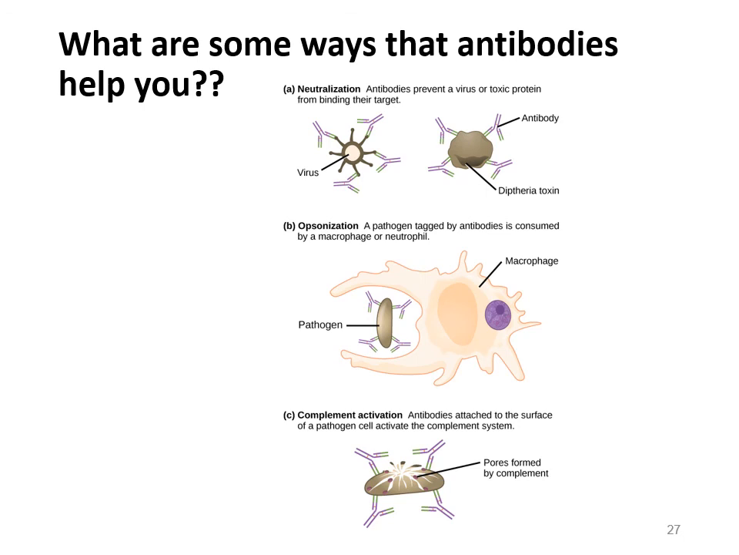Now, the way that binding can protect you, there are a few different examples. Here are 3 ways that antibodies can help you once they bind to that antigen. There's neutralization, opsonization, and complement activation. And one of those should sound familiar to you now that you're experts on it from earlier slides. So first up, we have neutralization.